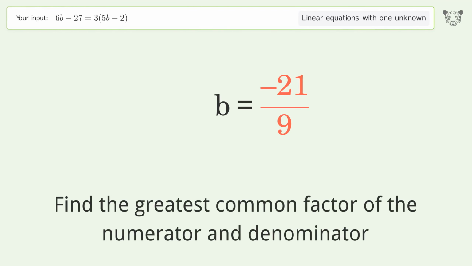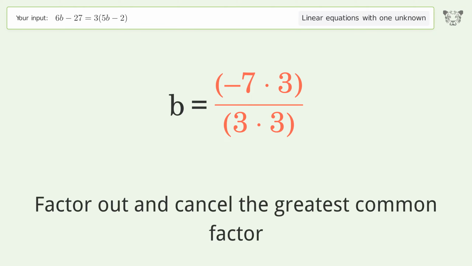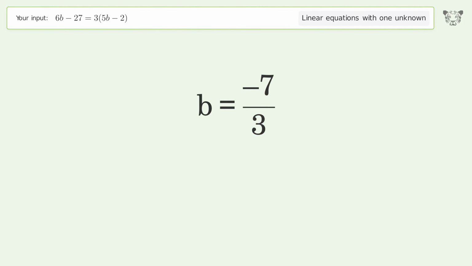Find the greatest common factor of the numerator and denominator. Factor out and cancel the greatest common factor. And so the final result is b equals -7/3.